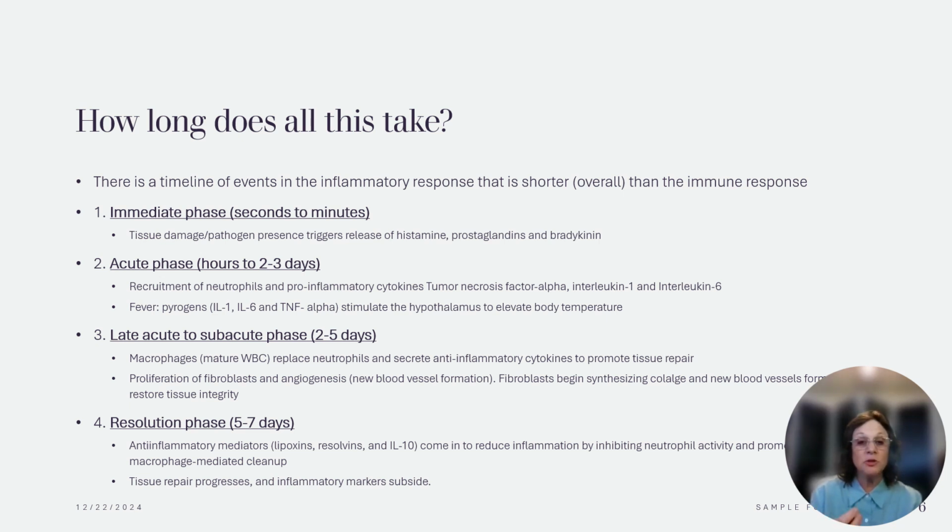So then we end up in the acute phase, and this lasts for a few hours to up to about 3 days. So I keep saying 48 to 72 hours. That's what I'm talking about, this acute phase. This is where the neutrophils are being recruited, the pro-inflammatory cytokines, tumor necrosis factor alpha, interleukin-1, and interleukin-6, all of those that are pro-inflammation. They're going to cause inflammation. They get brought in. We have the pyrogens, interleukin-1, interleukin-6, tumor necrosis factor being stimulated so that we end up with a fever response to elevate the body temperature.